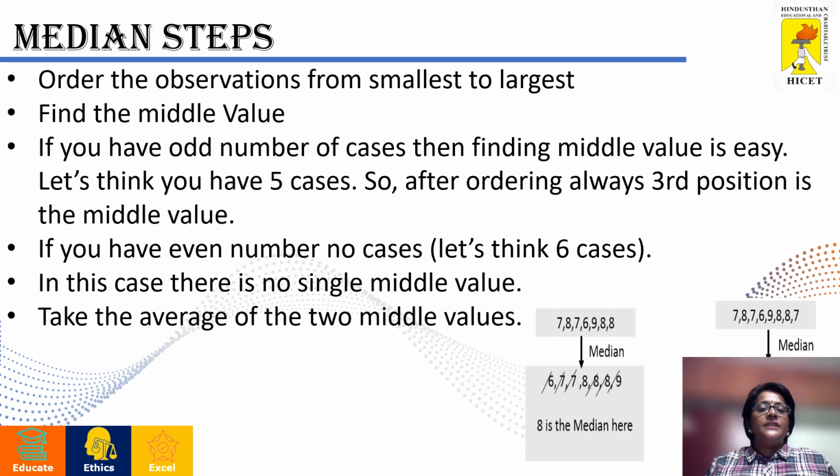The steps of median are: order the observations from smallest to largest or from largest to smallest. We have to find the middle value. If you have an odd number of cases, then finding the middle value is very easy. Let us think we have 5 cases. After ordering, always the third position is going to be the middle value. Suppose you have an even number of values, like 6 cases. In this case, there is no single middle value, so we have to take the average of the two middle values, and that is going to be the resultant median value.